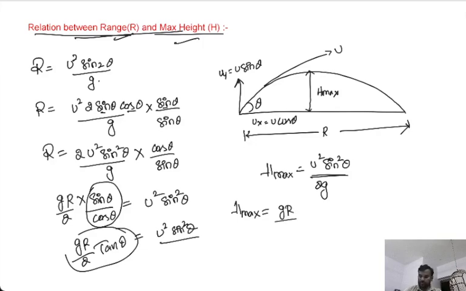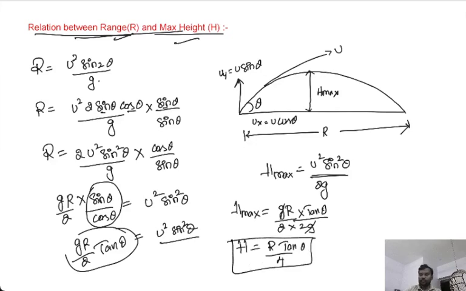So gR by 2 into tan theta divided by 2g. This g cancels. Then h is equal to R tan theta divided by 4. It can be written as 4h is equal to R tan theta.